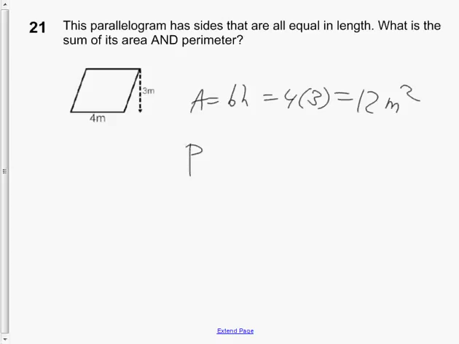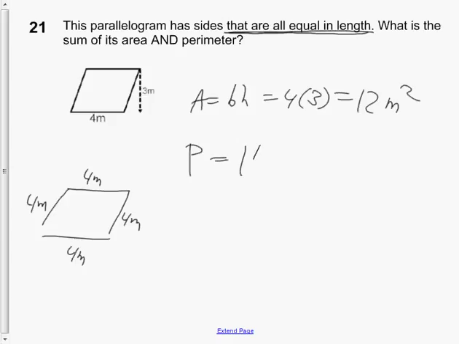The first sentence says, this parallelogram has sides that are all equal in length. So if I redraw this parallelogram here, this is 4 meters. This all has to be 4 meters because the first sentence says they're all equal in length. That 3 is not the side length of the parallelogram. That 3 is the height of it, which has nothing to do with the perimeter. So the perimeter is 16 meters. Okay? And what is the sum of those two? The answer would be 28. And you can't say meters or meters squared because you're just adding two numbers that aren't related.